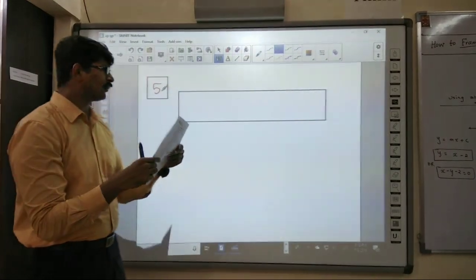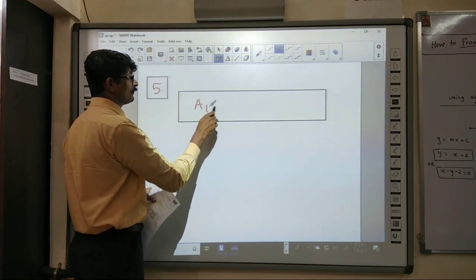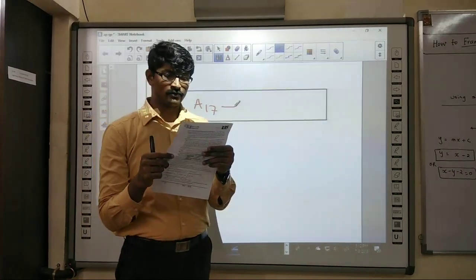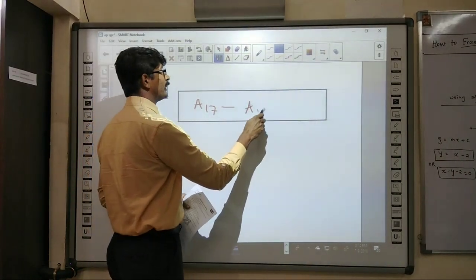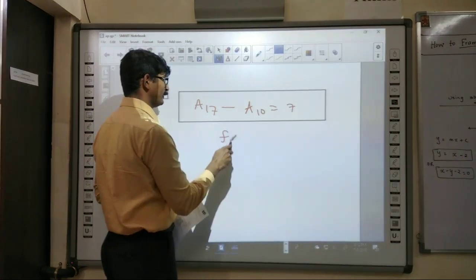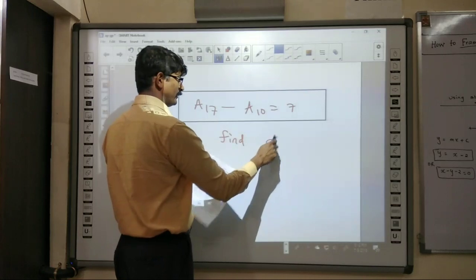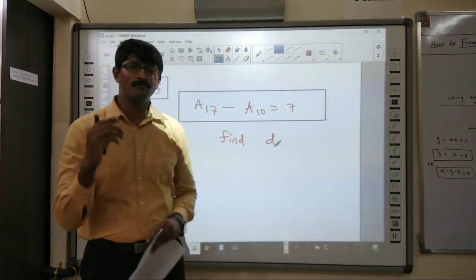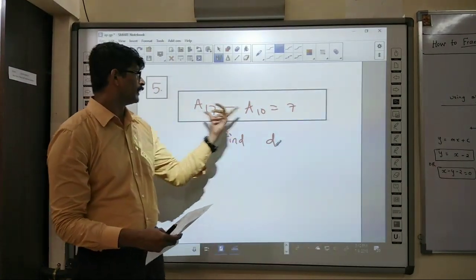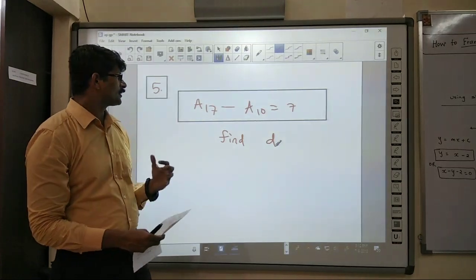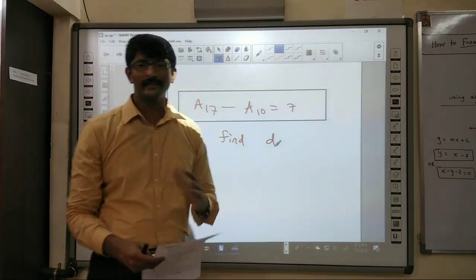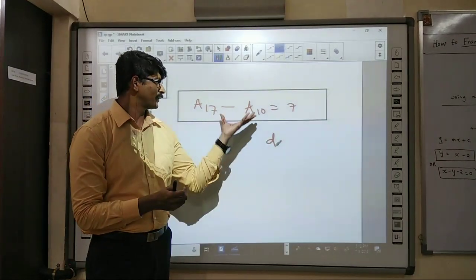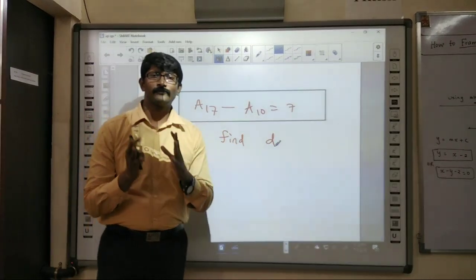So the 17th term of AP, that is A17, exceeds, that means subtract the 10th term by 7. So the 10th term will be A10, plus 7, and you have to find d. So students always remember that whenever you are solving any math sum, first of all you should understand what is given and what you have to find. Many students don't understand what exactly they have to find, and then they keep struggling with their sum. Second thing you should know after given and what to find is the correct formulas and how to use them.